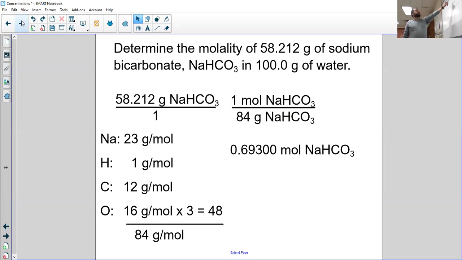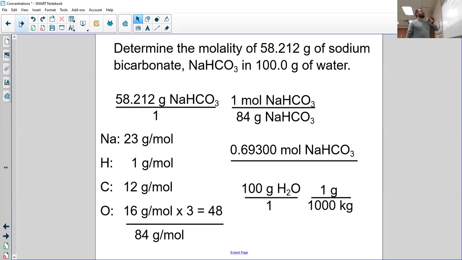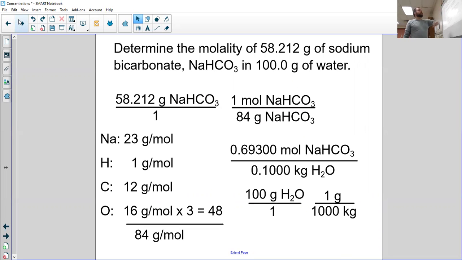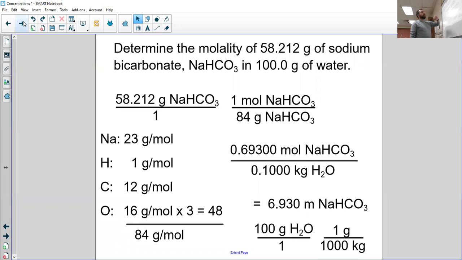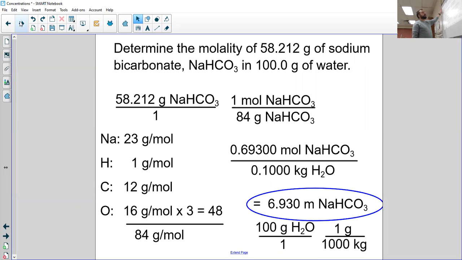And to find our molality, we need kilograms of solvent on the bottom. So we have 100 grams of H2O. We need to convert that to kilograms. So we use that equation there. We get 0.1000 kilograms of H2O. Plug that in, we get 6.930. Our units are going to be molality of NaHCO3, sodium bicarbonate. That's our answer.